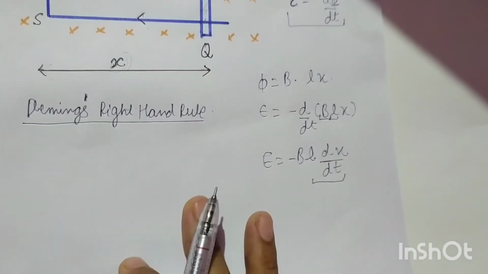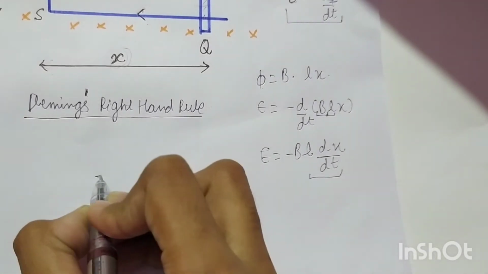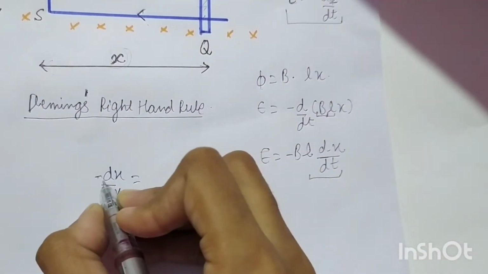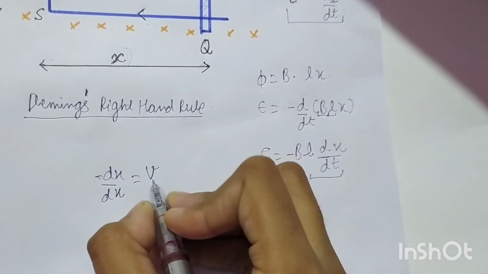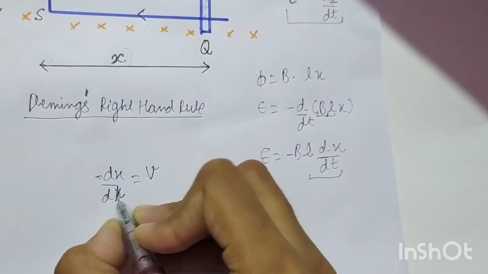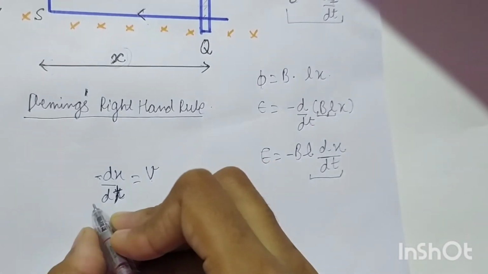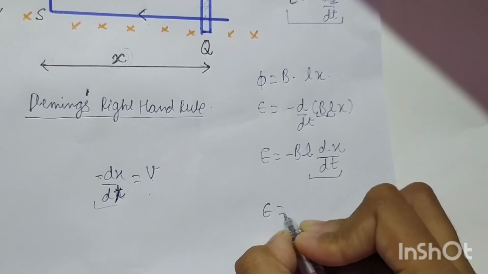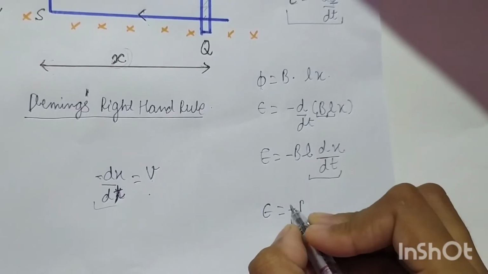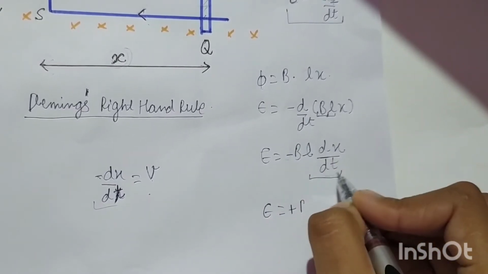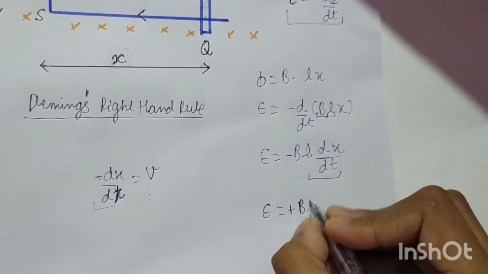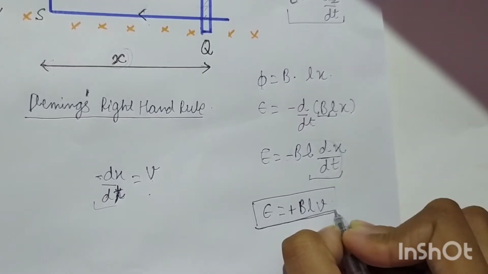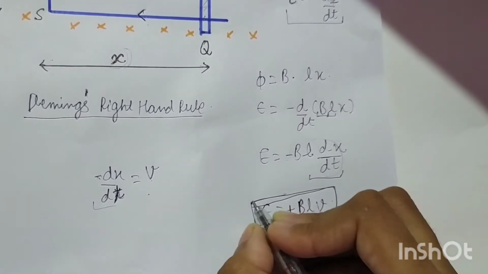So we can consider minus dx by dt as v. Why? Because velocity is equal to change in position with respect to time. We already know this, so we can consider this. And now what will be the value of EMF? It becomes B L into V. Now this is the formula for induced EMF in this coil.